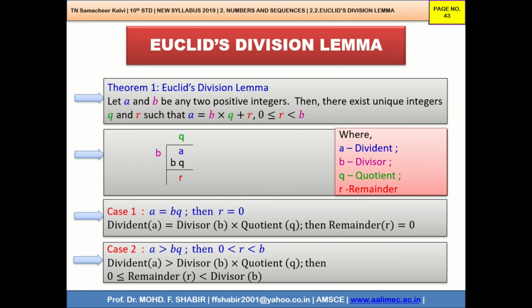Now here I have summarized the whole Euclid's division lemma. Theorem 1 says let A and B be any two positive integers, then there exist unique integers Q and R such that A equal to B into Q plus R, where R is more than or equal to 0 and less than B, where A is dividend, B is divisor, Q is quotient, R is remainder. Case 1, A equal to BQ, then R equal to 0. Case 2, A more than BQ, then R is more than 0 and less than B.